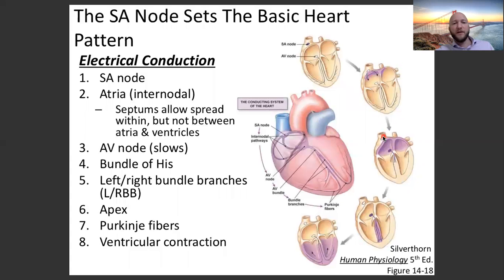So the depolarization event is going to reach the AV node, where the conduction is going to slow a little bit. Then it's going to be passed to the bundle of His, to the left and right bundle branches, to the apex, which is this part of the heart, and then it's going to spread out among the Purkinje fibers, where it starts to contract the heart from the apex, going up, and we get ventricular contraction.